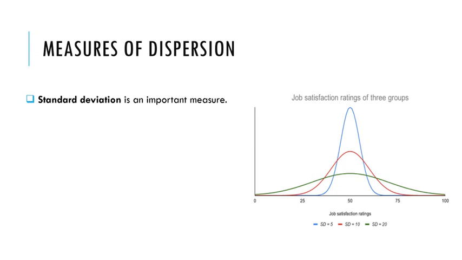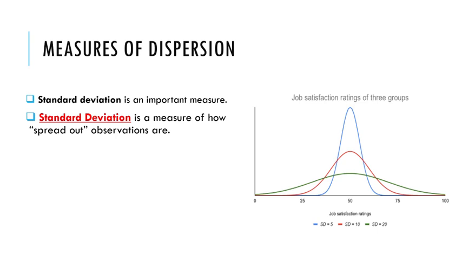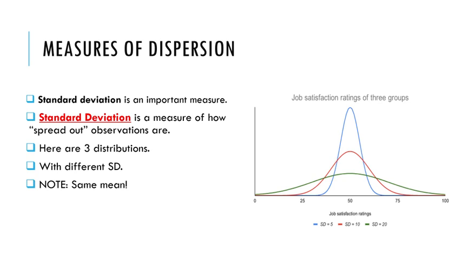Let's move on to talk about another very important measure of dispersion, and that is standard deviation. Standard deviation is a measure of how spread out observations are. So if you look at the diagram on the right, as we've already talked about, you see different degrees of spread for the blue, the red, and the green distribution of data. With these three distributions here, we have different standard deviations. But again, note that we have the same mean.